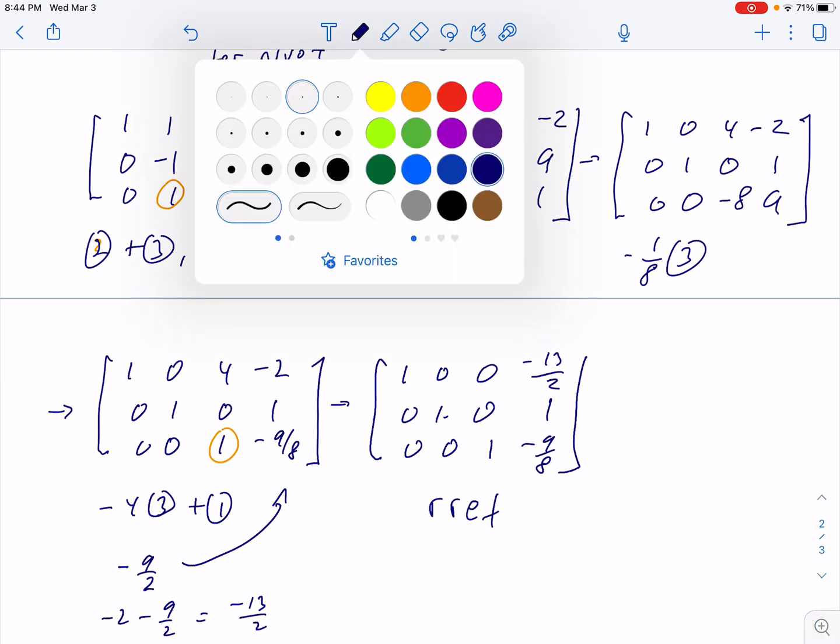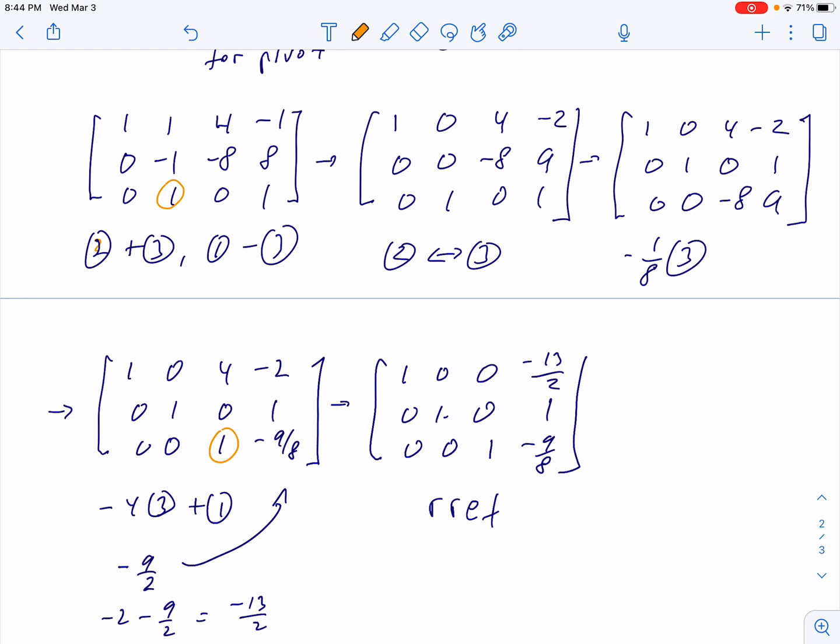This entry 1 here is not a pivot. The real pivot is this one. Let me show you all these 3 pivots. These are our pivots. And we have to stop here, and this is what we get. This is the row reduced echelon form of the matrix. Okay, so this was my second example, and I'm stopping now with this lecture.